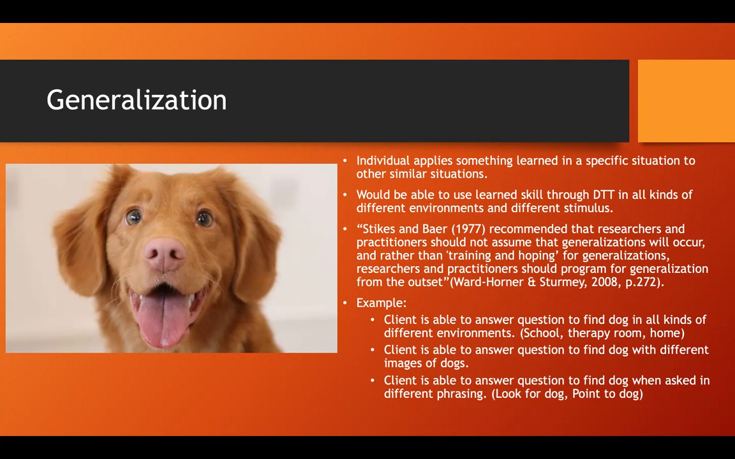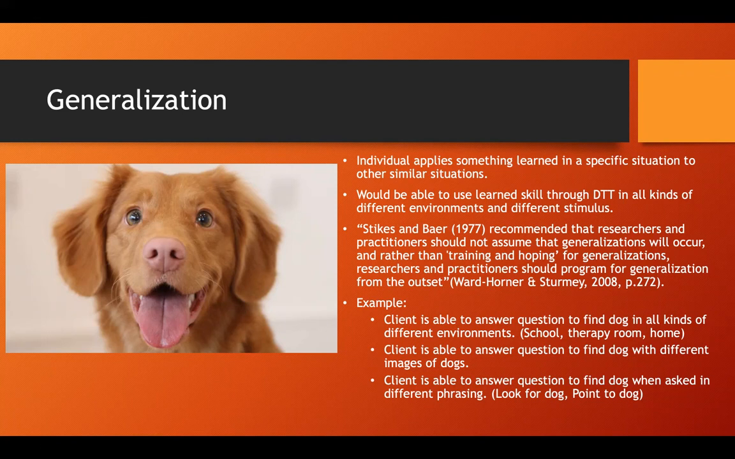So for this example, it would be if the client is able to answer the question to find the dog in all kinds of different environments, whether that would be the school, the therapy room, or at home, or even outside. So we would want to make sure that our client would be able to answer that specific question in all sorts of different environments. Another thing would be if the client is able to answer the question to find the dog with different images of dogs. Again, we would make sure we'd use different images in different situations to make sure that the client understands exactly that a dog could be all different kinds of breeds or different looking, etc.